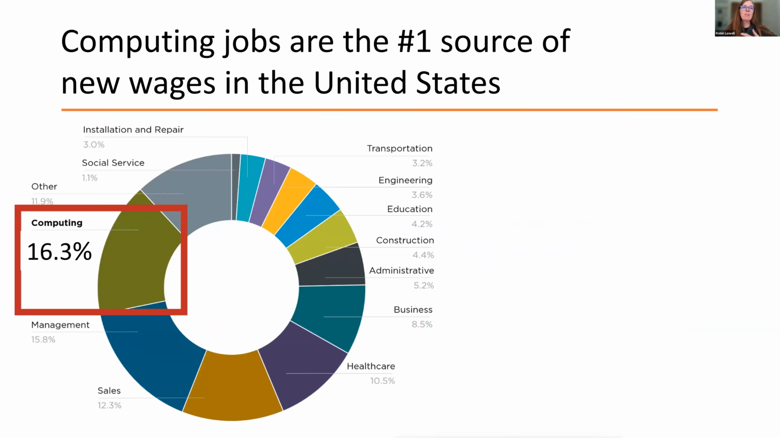Okay, so now another statistic. Computing jobs are the number one source of new wages in the United States. 16.3% of the new wage jobs are in computing. I have this big wheel on the screen with all the different areas. Transportation is 3.2, education is 4.2, business is only 8.5. There are all these different areas, but the biggest chunk of the pie is computing. So there are a lot of jobs available.